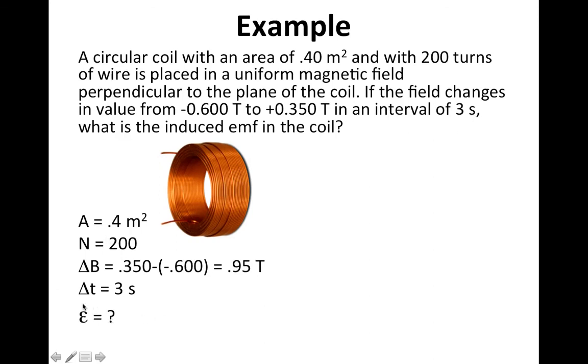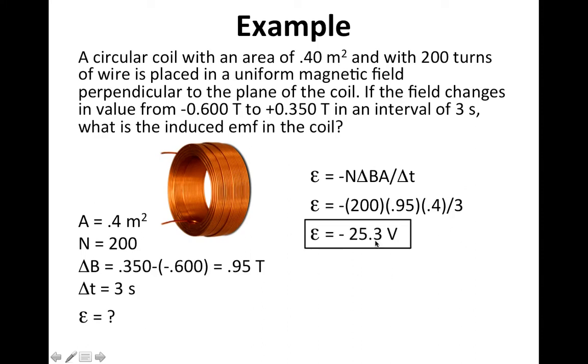And I want to know EMF. So here's my equation. Negative N delta B A divided by delta t. Okay, and I just plug in my numbers. 200 turns, a change of 0.95, the area is 0.4, and divided by 3. And so I get an EMF of negative 25.3 volts, which is a reasonable voltage to induce.